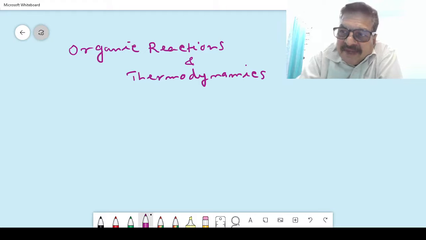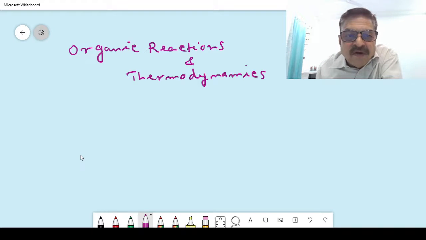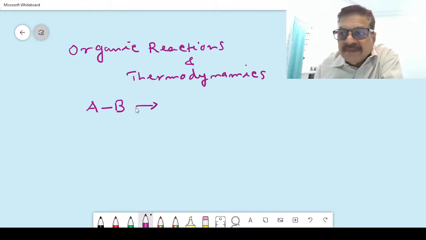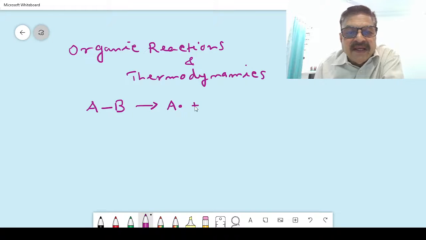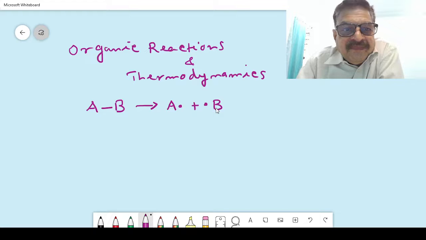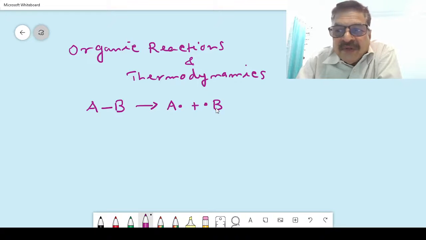Now we will examine this. We have seen homolytic cleavage. For example, a molecule with bond AB. The breaking of this bond homolytically gives A and B, that is, the electrons are equally divided here. Homolytic cleavage, you know that. The AB bond is broken and two radicals are formed here.